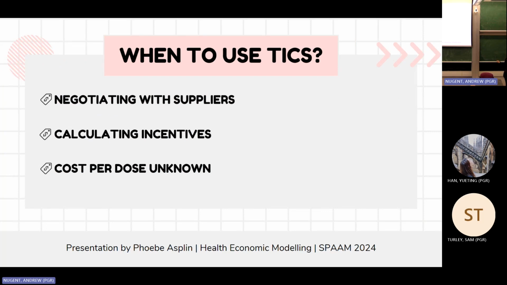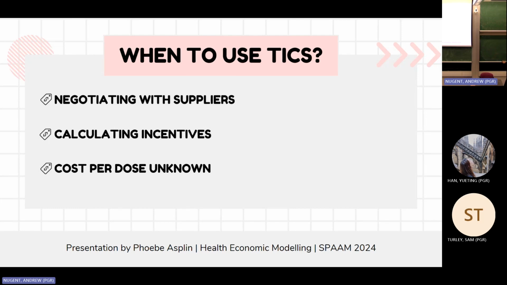One of the main times that this has been used in the literature is negotiating with suppliers. So often there will be some estimate for how much, let's say, the vaccine will cost. And then you can perform this analysis and say, actually, this is the value at which we'd be willing to pay per dose. This is the point at which the intervention would become cost effective. It's really powerful because you're literally saying above that point, there's basically no point us even using your vaccine. And there's not much they can do about that.